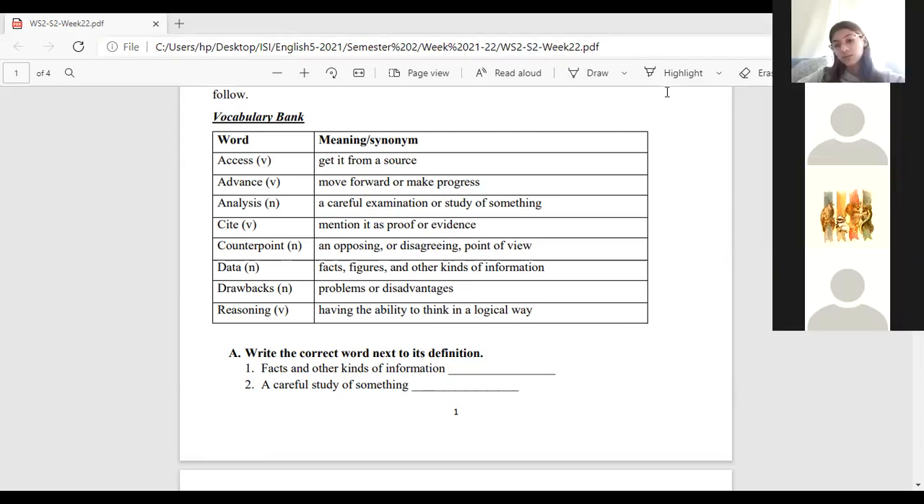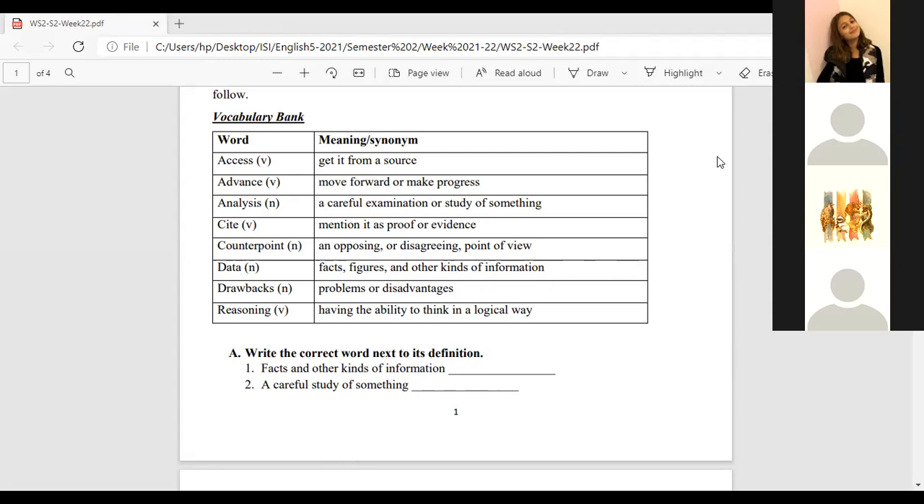Let's take Hala. Yes, miss. Second one. Can you read it, please, Hala? We still have 2 minutes, guys, and the time will end. Hala? Okay, Malak? Malak? Yes. Can you read number 2? A careful study of something. Careful study of something.